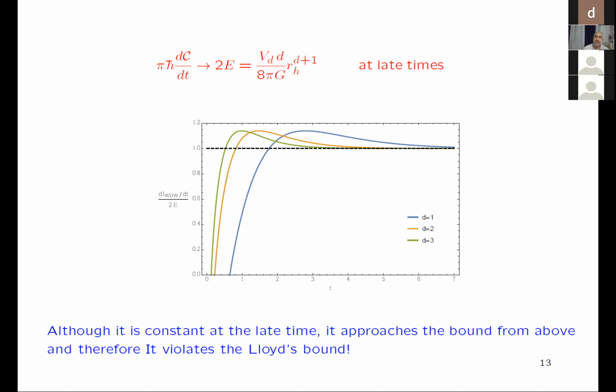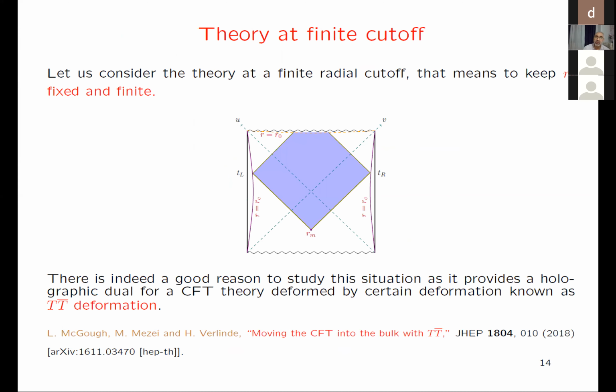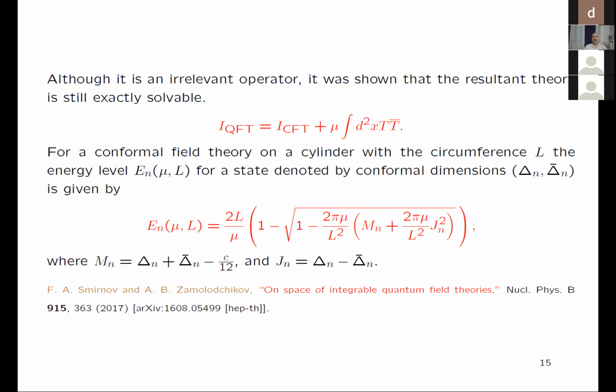And now let's consider the case where we put this theory at a finite cutoff. By finite cutoff, I mean that we keep this r_c constant, fixed and finite. There is a good reason to consider this situation, and it provides a holographic dual for a conformal field theory deformed by a certain deformation known as the TT bar deformation. Just to give a few comments about that.